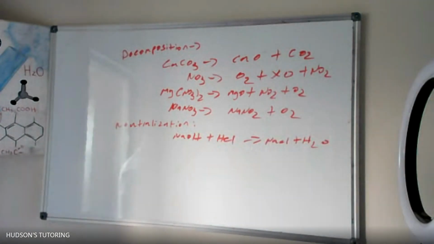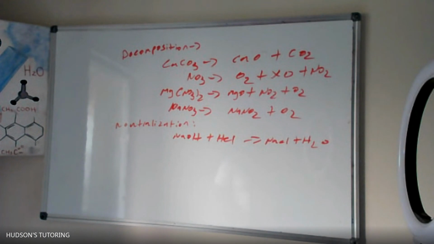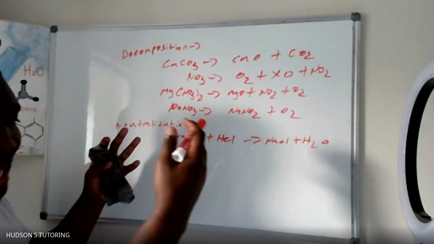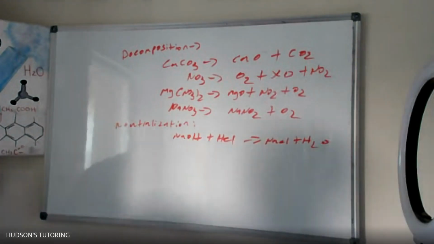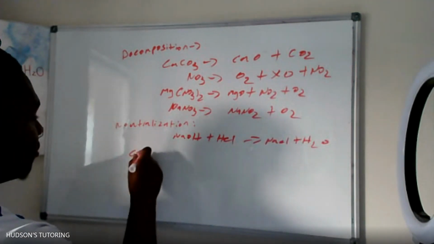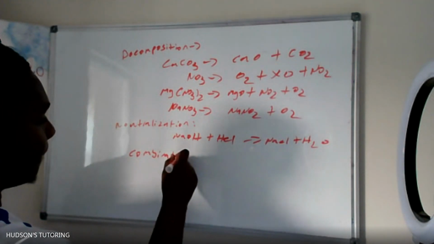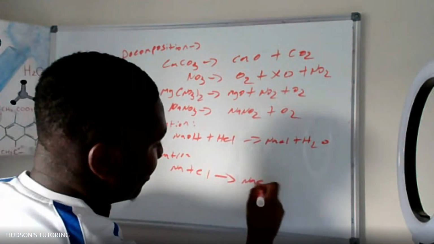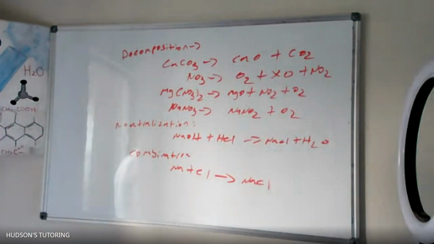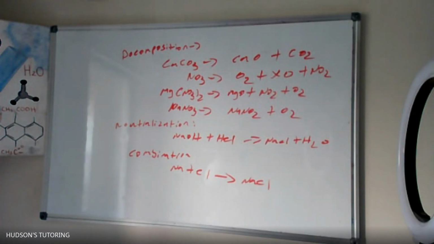So we have decomposition, we have neutralization. We're now going to look at combination reactions. A combination reaction is one in which we have 2 reactants that combine together, normally under pressure. So if we have sodium react with chlorine, that's going to form sodium chloride. So it's 2 single entities that are now just reacting with each other. So that's your combination reaction. Then we have what is known as displacement reaction.